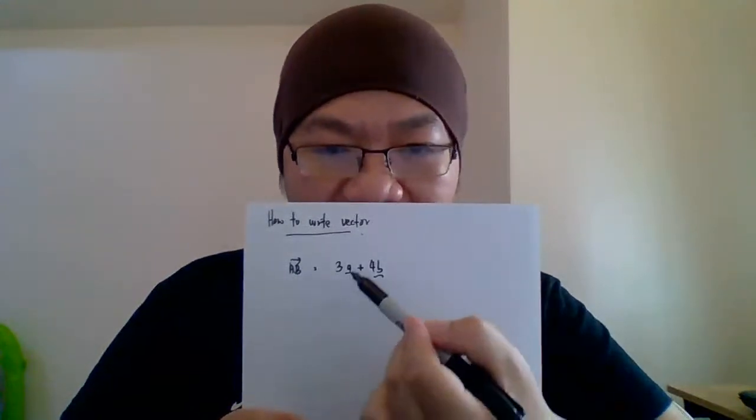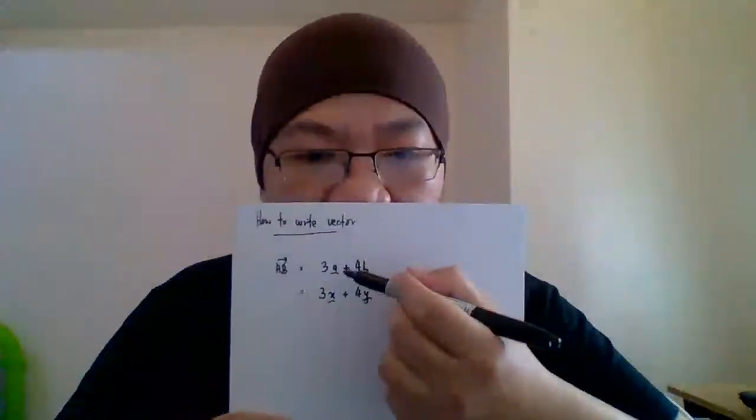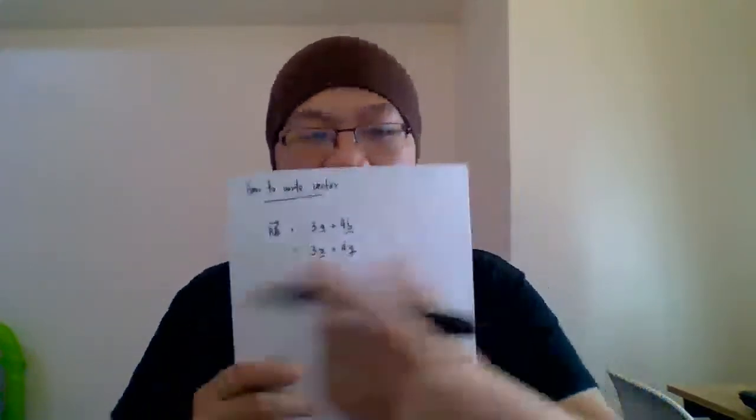Vector AB can be written in terms of this, and it can also be written like this. I'm using the same example. Don't worry, they are the same thing. a is actually the x-axis and b is actually your y-axis. They can also be written in this form.